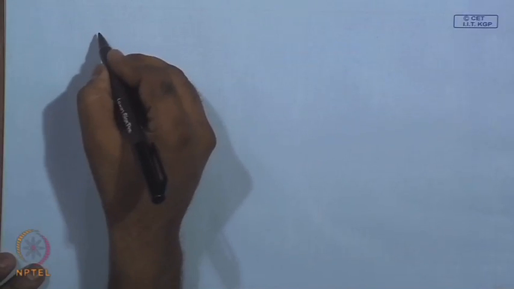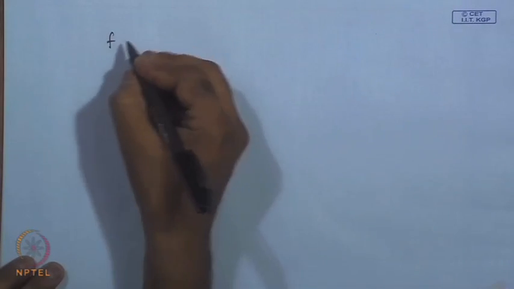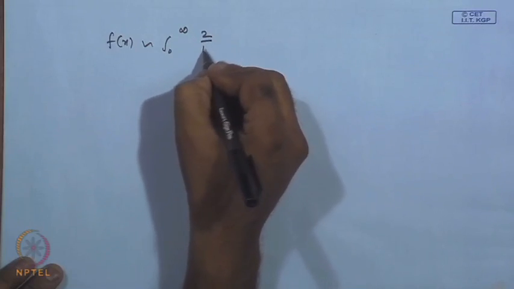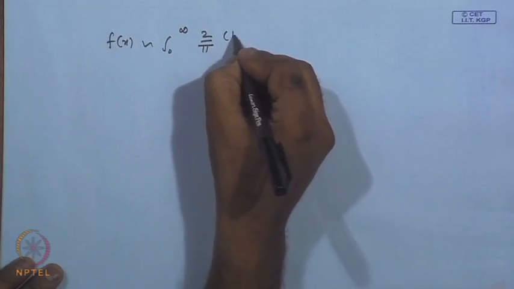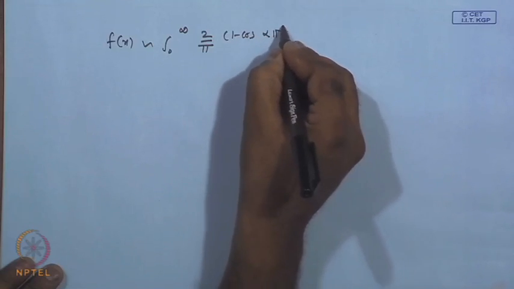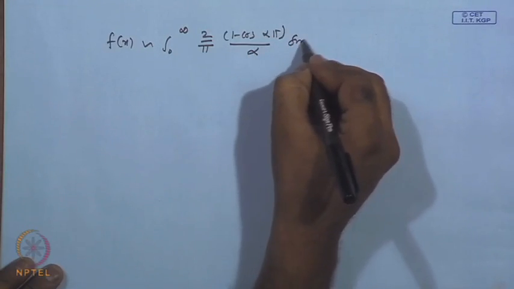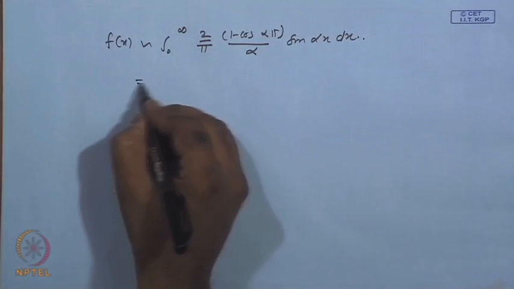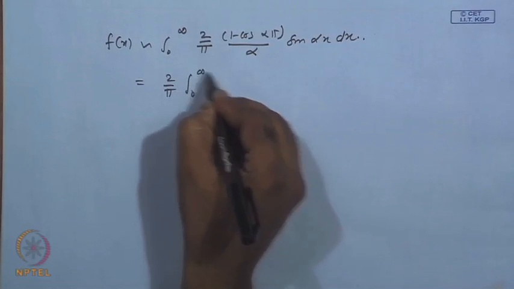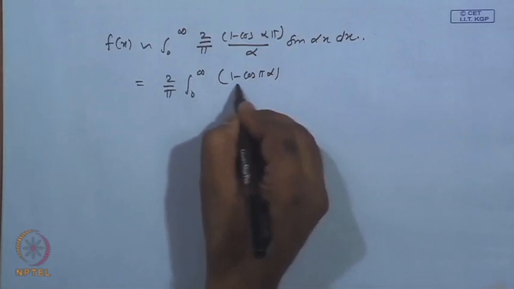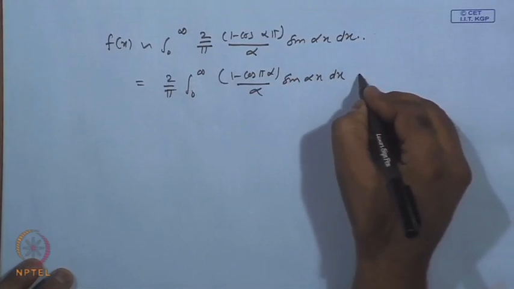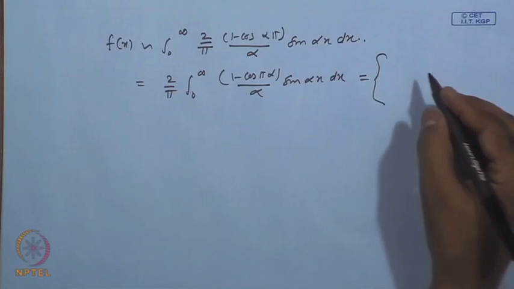So, this Fourier series representation, Fourier integral representation, 0 to infinity, we have this b alpha, 1 minus cos alpha pi, or pi alpha, divided by alpha, and sine alpha x dx, or it is 2 over pi, 0 to infinity, 1 minus cos pi alpha over alpha and sine alpha x dx. If you want to see the value of this integral, what will be the value of this integral?